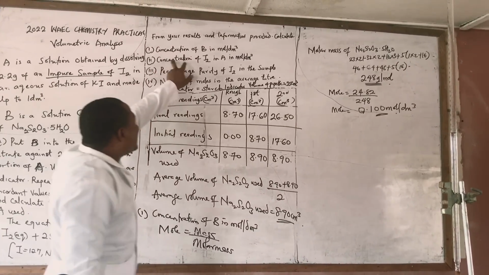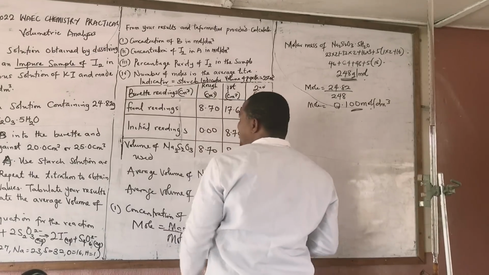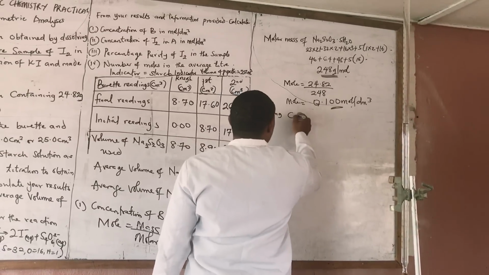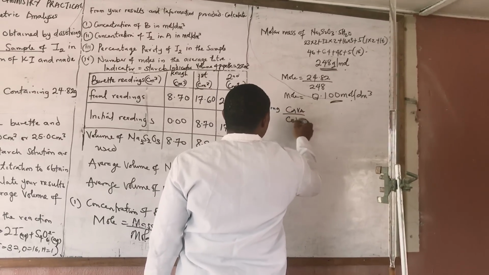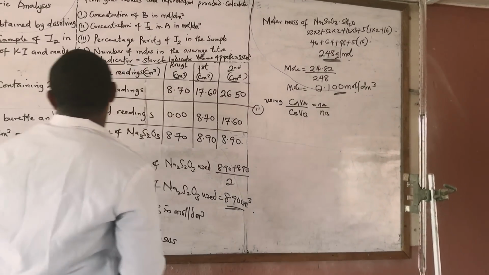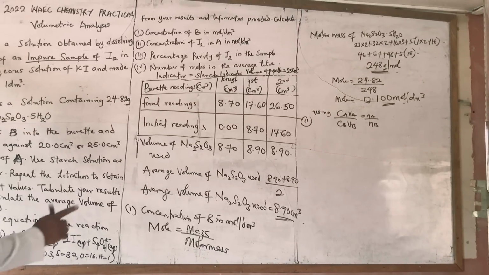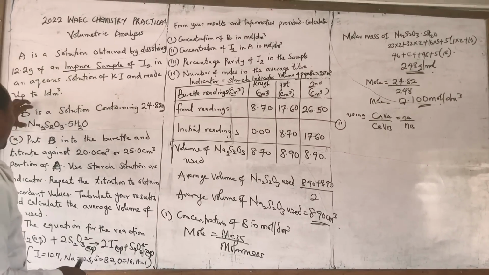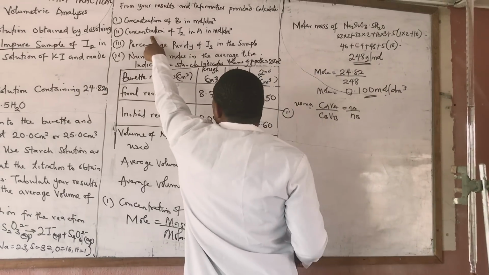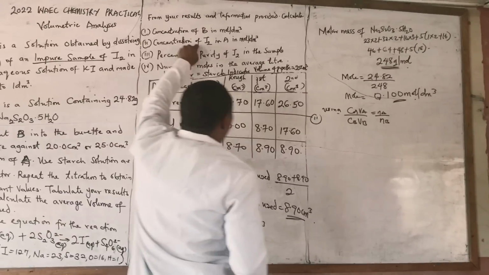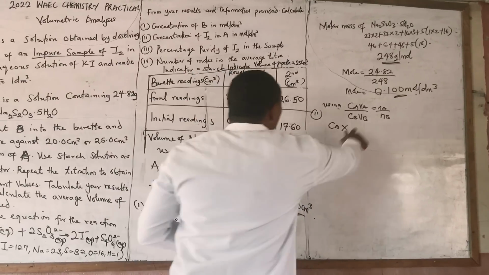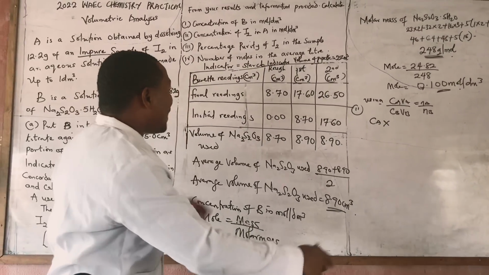Okay, so how do you get the concentration of the pure one? Then we go to our titration formula. You know, we are familiar with that. Using number 2 now, using our CAVA over CBVB equals NA over NB. I hope that is clear. So we are making our iodine A, and we are making our sodium thiosulfate B. So what is the concentration of A, which is iodine? That's what we are looking for, the pure one. This is the impure, we are looking for the pure one. So CA, we don't know it. That's what we are looking for. Plus volume of A. What is the volume of A I calculated? That's 25.